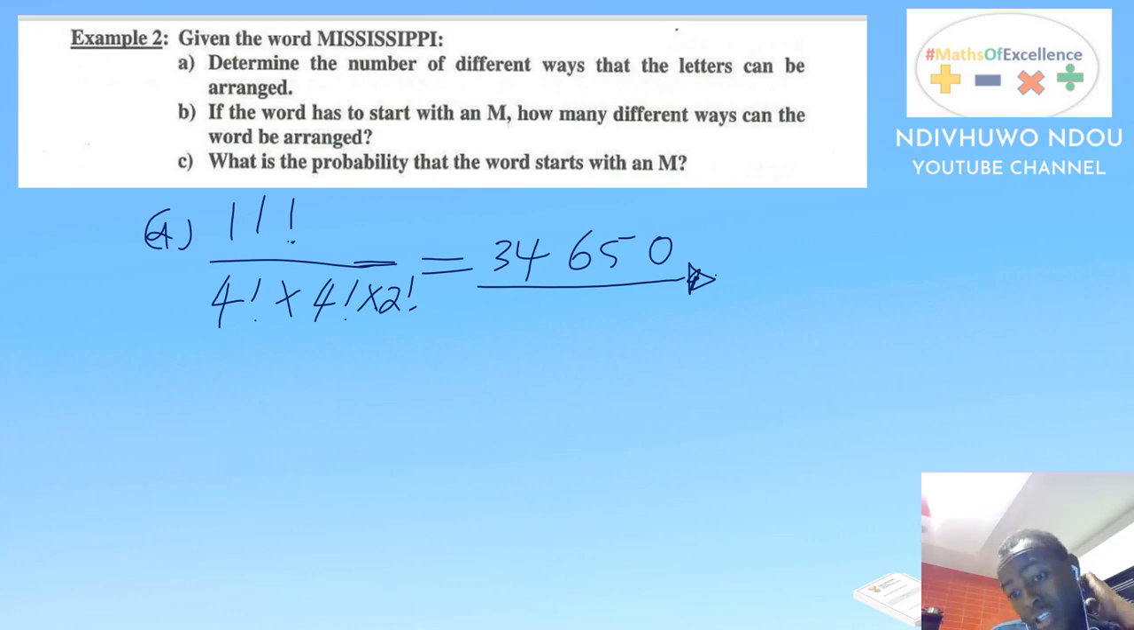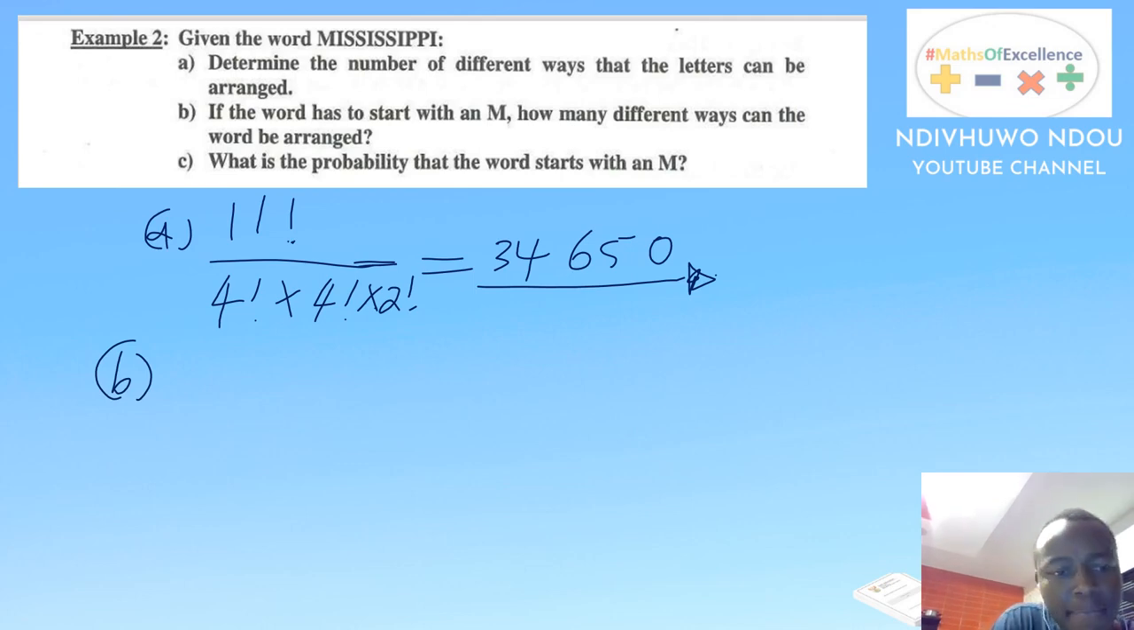So you can see it's a lot. If you are doing it manually, you won't finish. Just imagine 34,650. It's a lot. It's too much. Let's go to B. If the word has to start with M, how many different ways can the word be arranged, right?